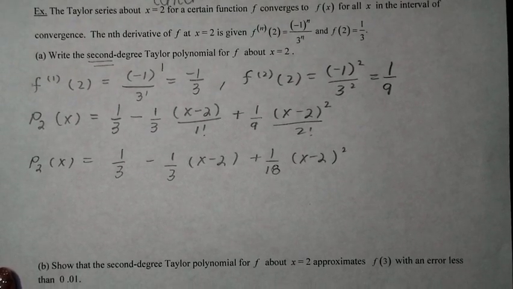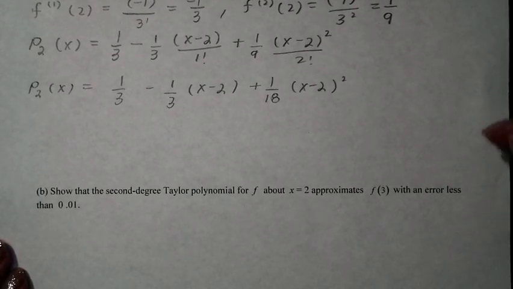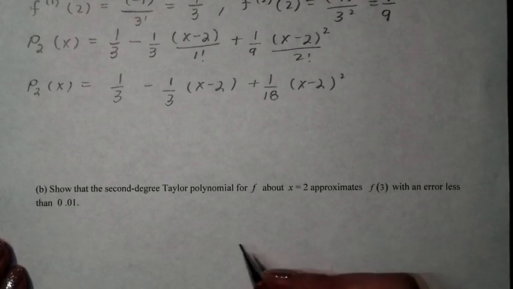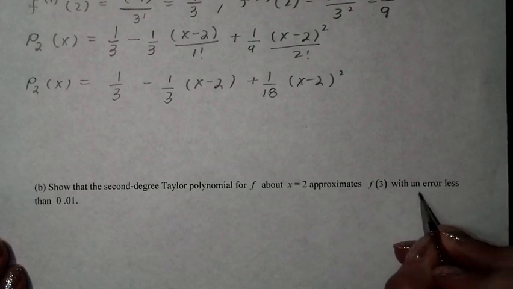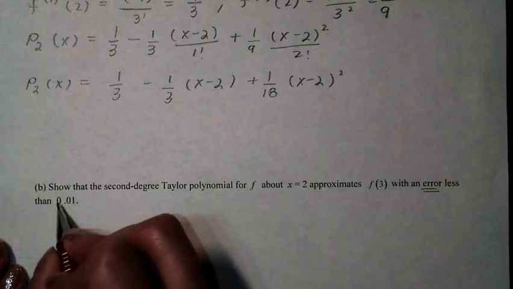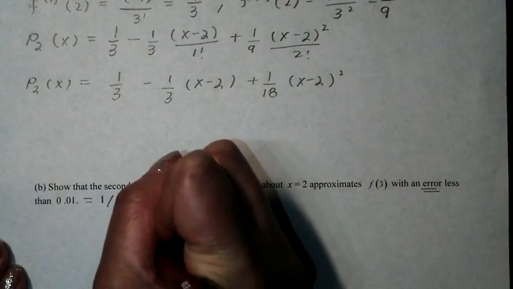and makes this situation way easier. So now, for part B, they are telling you to use the information above, and then you need to show that the second degree Taylor polynomial for f about x equals 2 approximates f of 3 with an error less than 0.01. So we know that this is equal to 1/100.